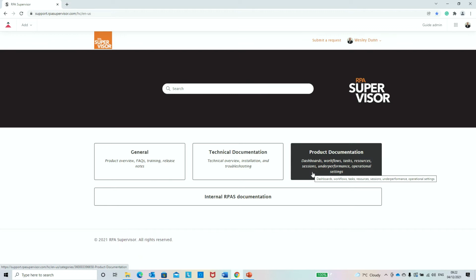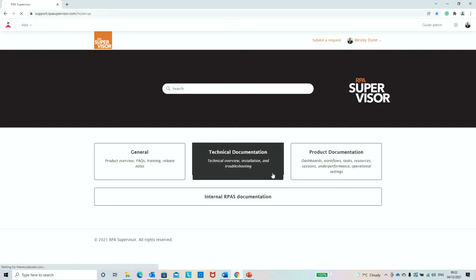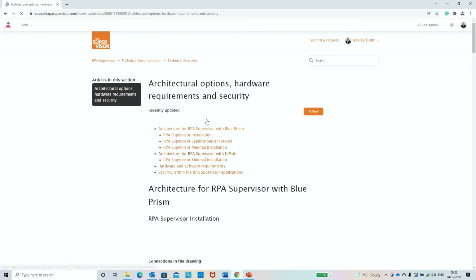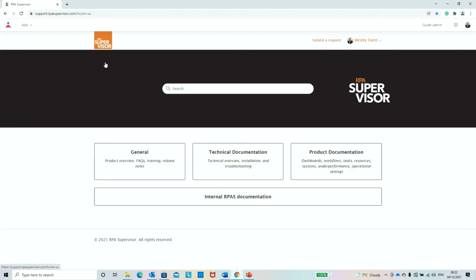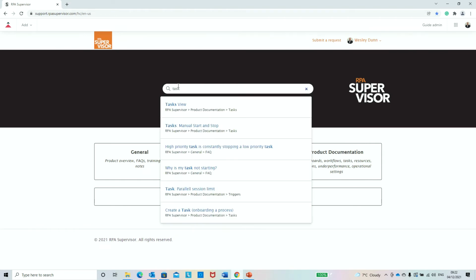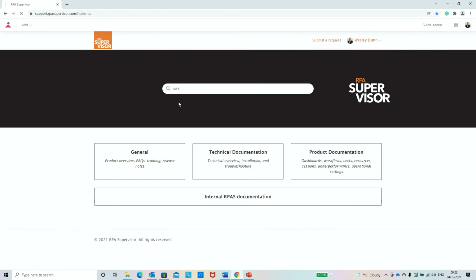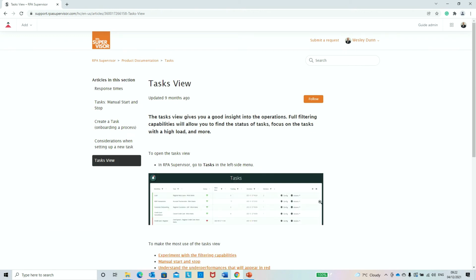So when you have this at your disposal, you can look at things like architectural diagrams, Blue Prism versus UiPath, and so forth. And as you're routing around, if you want to find certain things, if you wanted to know more information about tasks, for example, you simply search, find, and you will have the detail.